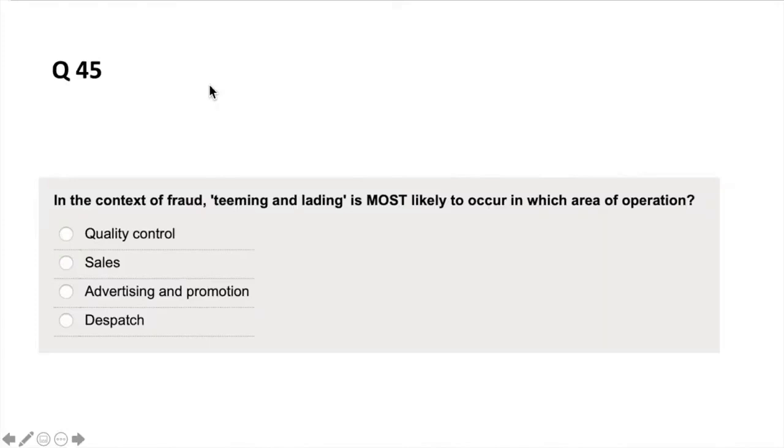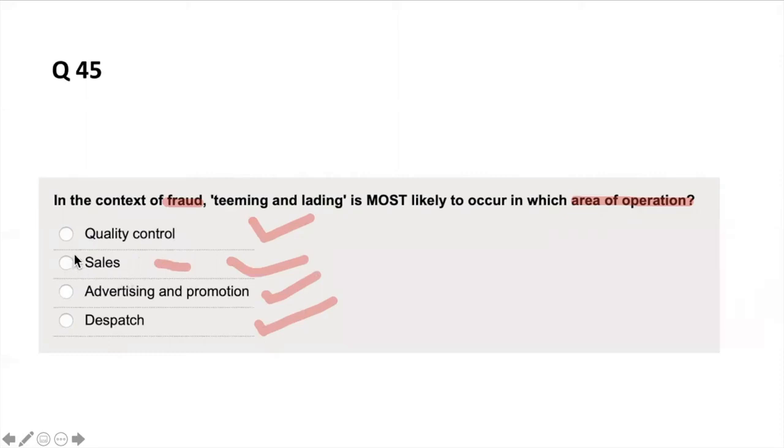Question number 45. In the context of fraud, teaming and lading is most likely to occur in which area of the operation? Is it in quality control, in sales, in advertising and promotion, or in dispatch? Now, we have to understand what teaming and lading is. To give you a definition, it's a method by which a person who takes or handles payments, therefore we're getting closer to sales here, uses the money personally, for example, for some days and posts the transaction later. The handler receives the cash and uses it for personal purposes, instead of putting it for the company's deposits.